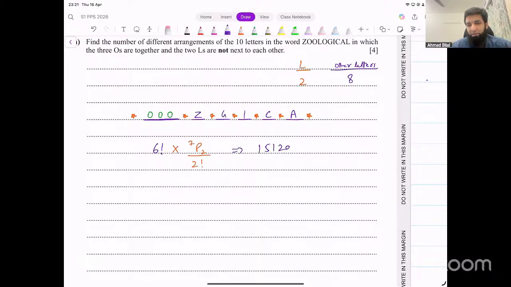Don't we consider the placement of the O's box? We're already considering that. When we do 6 factorial, this box is already included in that, right? 1, 2, 3, 4, 5, 6. There are 6 dashes. That's why we have 6 factorial. We are already considering that.